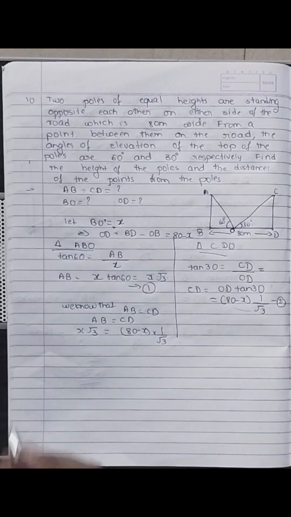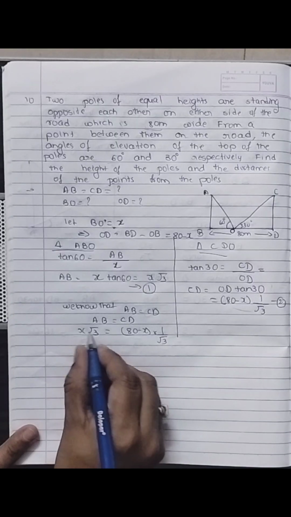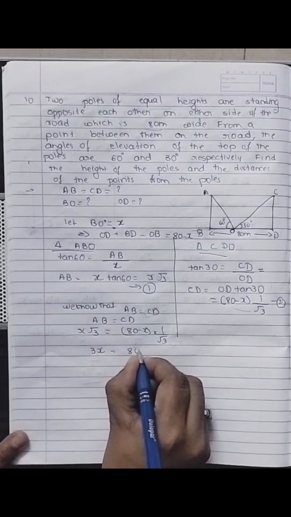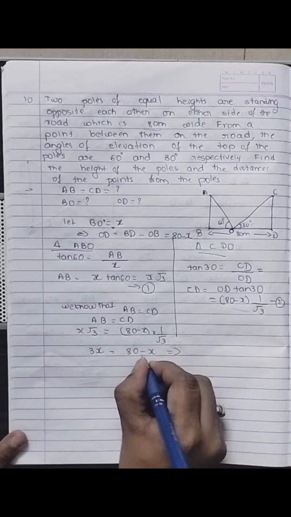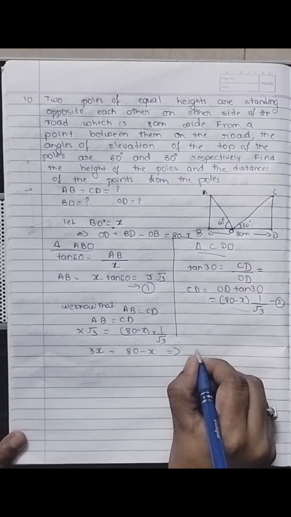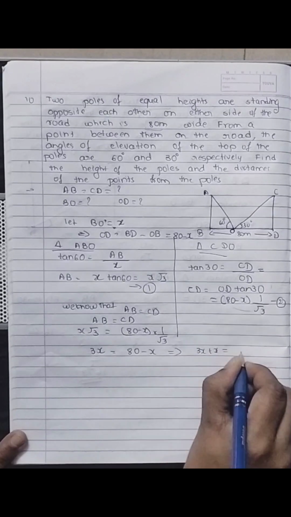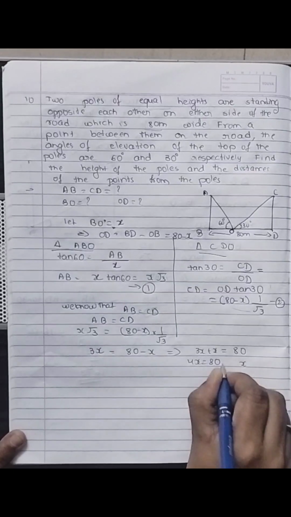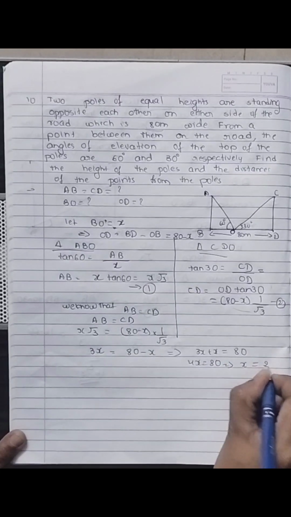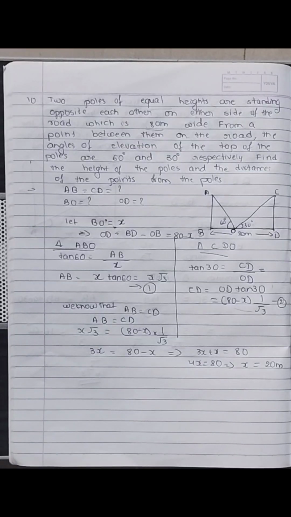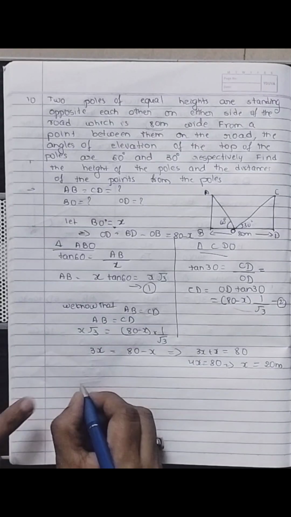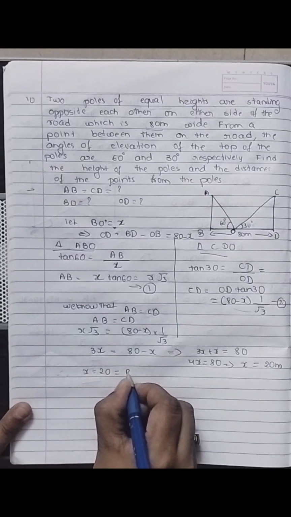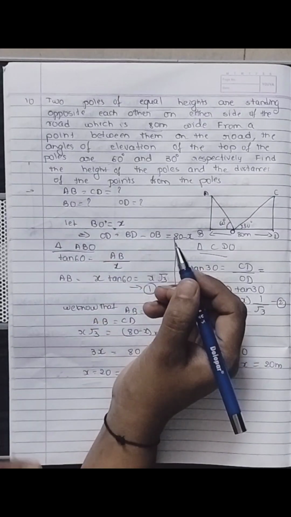So root 3 I will move to the right hand side. So it will become x into root 3 into root 3. So that is 3x is equal to 80 minus x. So which implies this x I can move to the other side. So that will become 3x plus x is equal to 80. So that is 4x equal to 80 and x equal to 80 by 4, that is 20 meter. So we have got x equal to 20, that is nothing but my BO, because we have assumed BO as x, right?